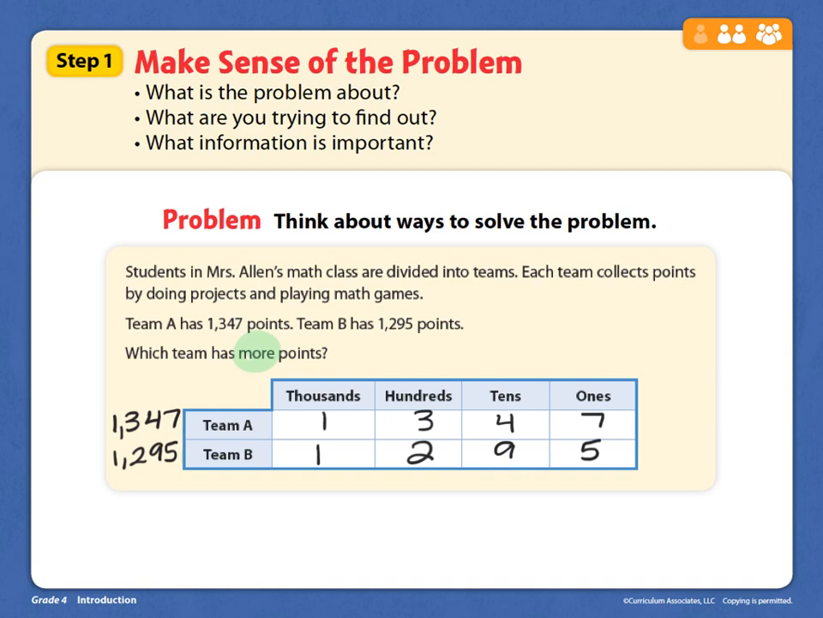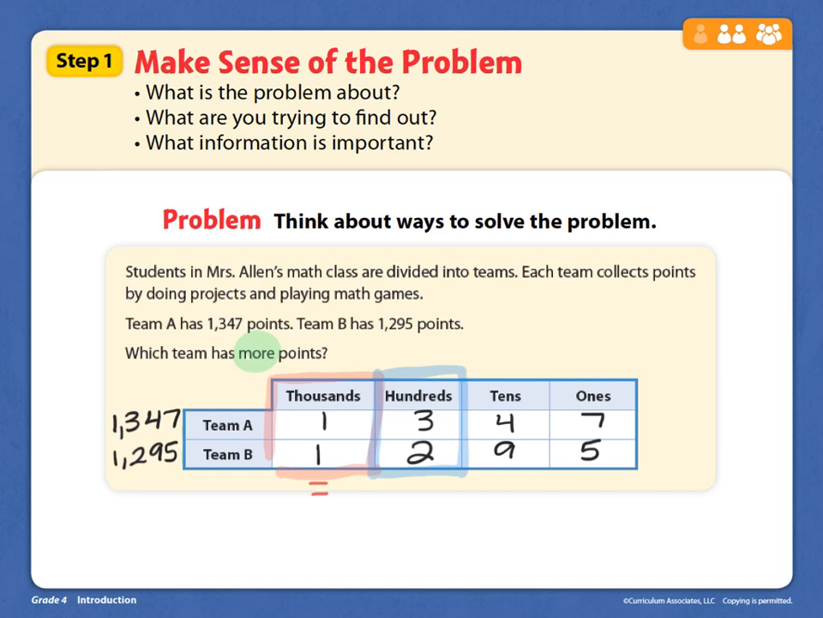Now here's the trick. I always want to start with the greatest place value. So the greatest place value that I have is the thousands. And I'm going to start there with my comparison. Well, if I look at the thousands place, they're equal. So I know that that's not going to help me in making a comparison. Next, I'll move on to the hundreds place.